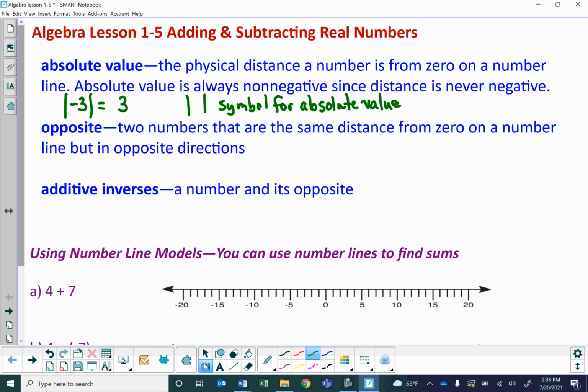Now, absolute value is not the opposite. Don't get confused with that. A lot of people try to tell me that absolute value is the opposite of something when in fact it is not the opposite. Absolute value is always positive. So if a number is positive, the absolute value of that number is still positive. If a number is negative, the absolute value of that negative number becomes a positive number.